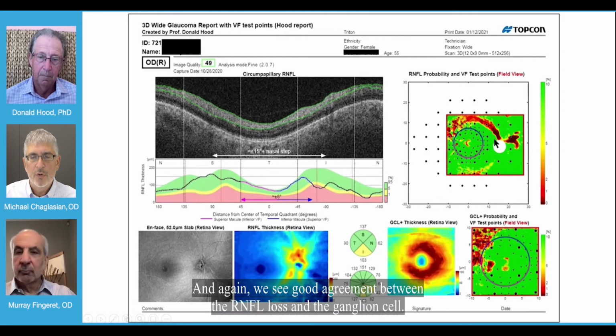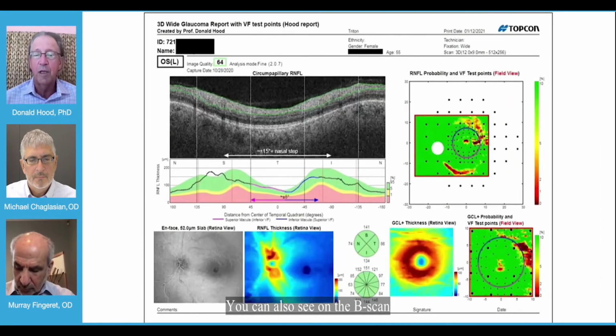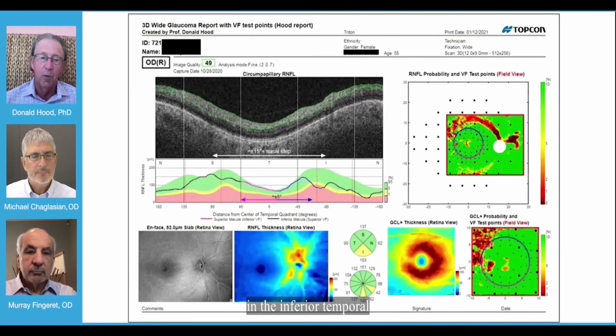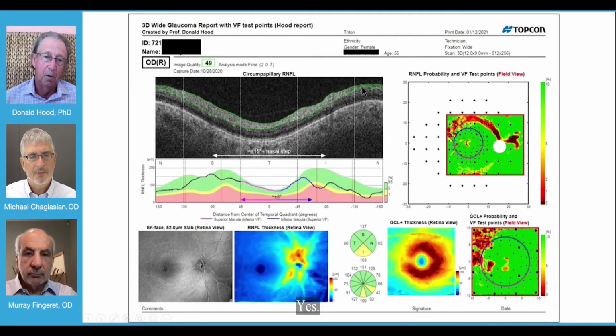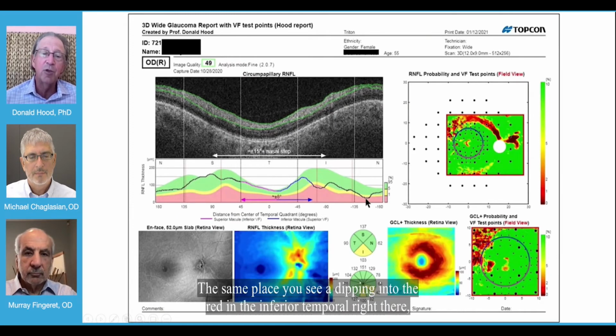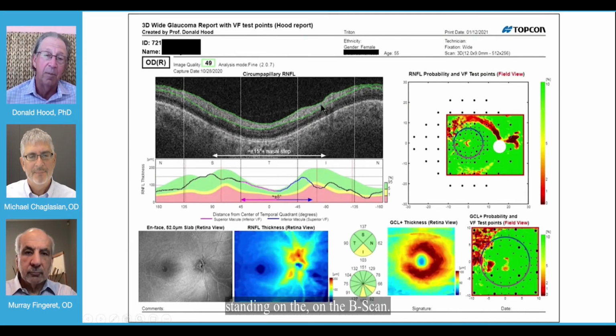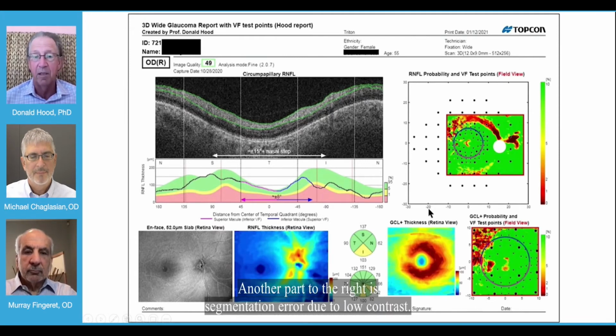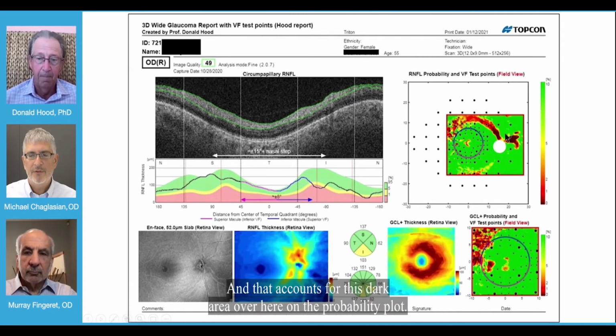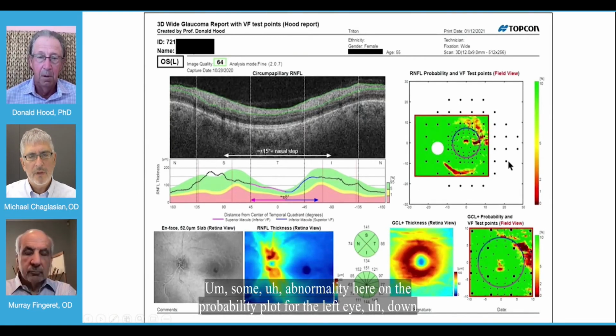And again, we see good agreement between the RNFL loss and the ganglion cell. You can also see on the B scan in the inferior temporal region where that's thinned. Yes, up here, Don? No, to the left. A little bit. Yep, you passed it. The same place you see it dipping into the red in the inferior temporal, right there. Yeah. Sorry. You see the thinning on the B scan. Yep. That other part to the right is segmentation error due to low contrast. Oh, out here, correct. And that accounts for this dark area over here on the probability plot. Exactly. Yep.